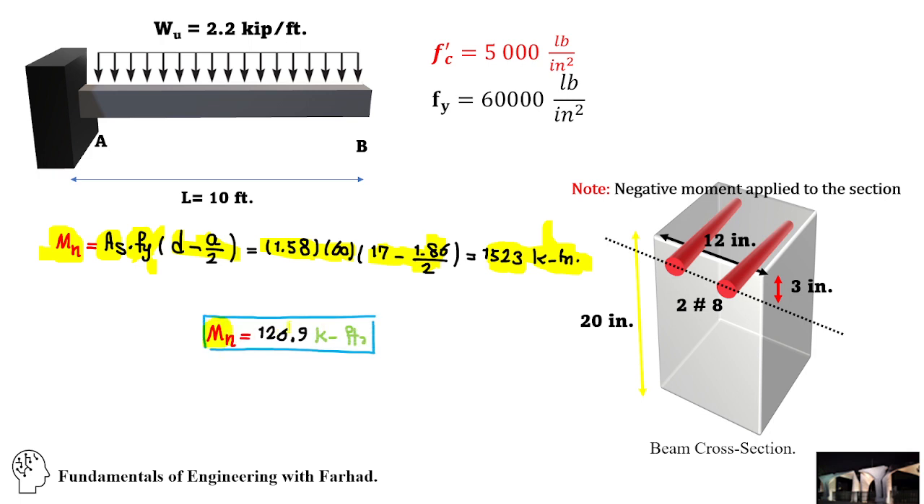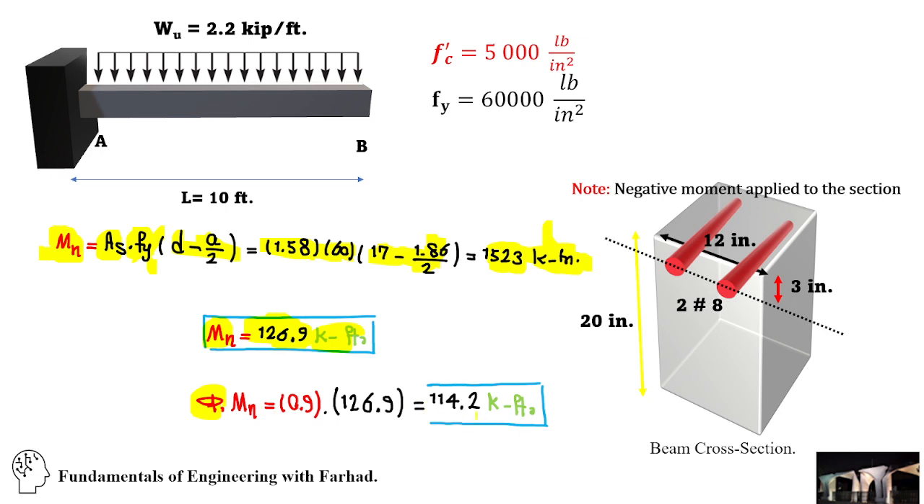Mn is equal to 126.9 kilopound feet if you divide it by 12, and then phi times Mn is equal to 114.2 kilopound feet.